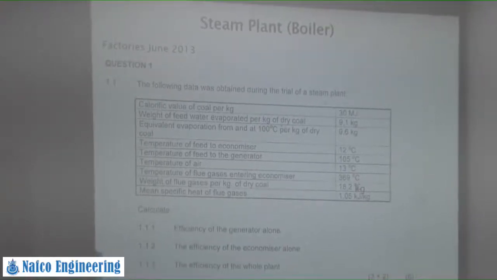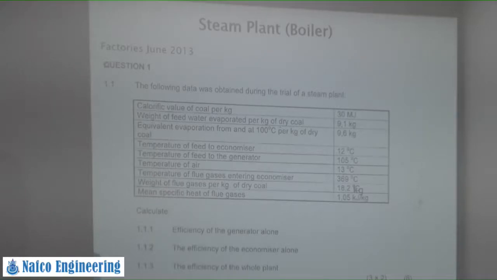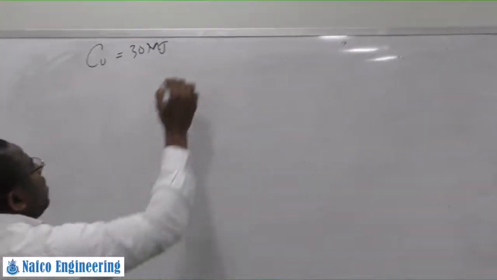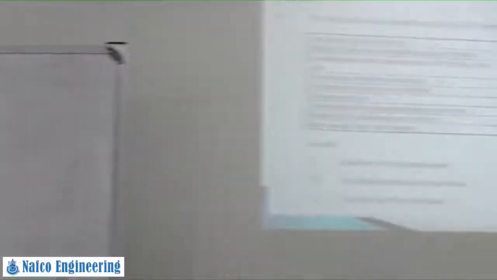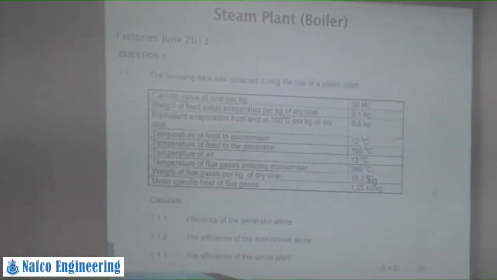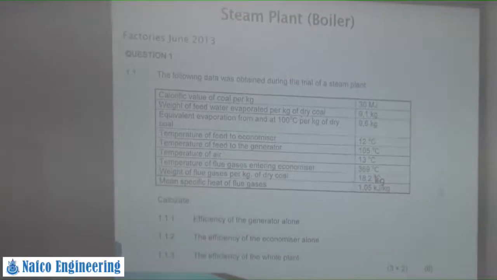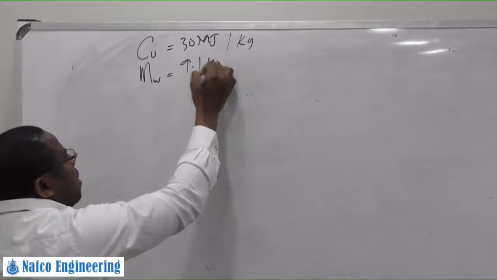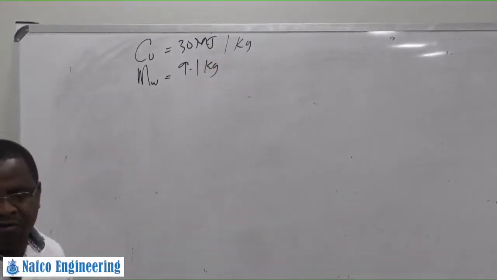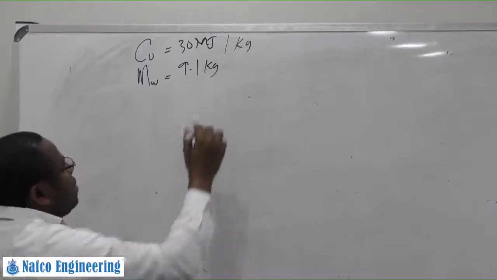Now, June 2013, we are given the following data. The first one is the CV of coal, which is 30 megajoule per kilogram. And then the weight of feed water evaporated per kilogram of dry coal, M of water, is 9.1 kilogram. This is per kilogram of coal.